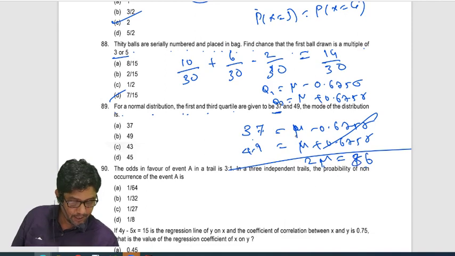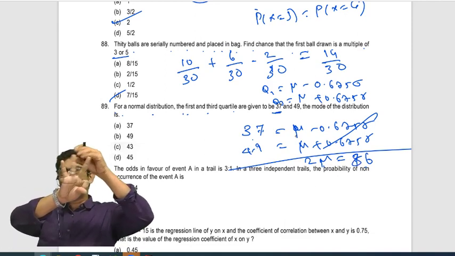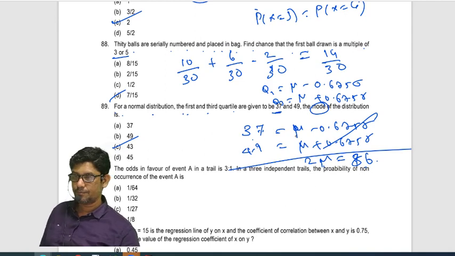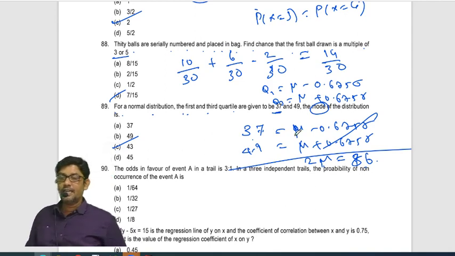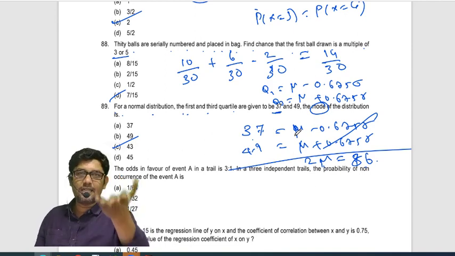86. Sorry, 86. So mu is equal to 43. In a normal distribution, mean equals median equals mode. They ask you to find out the mode. I got mu, the mean, as 43. That's it. Theoretical distribution, no formula, nothing is needed.